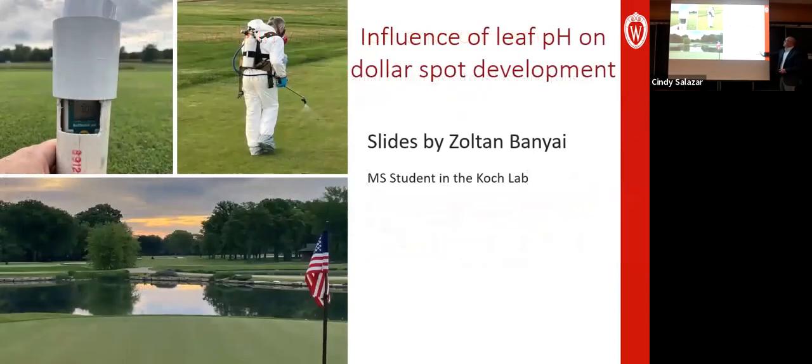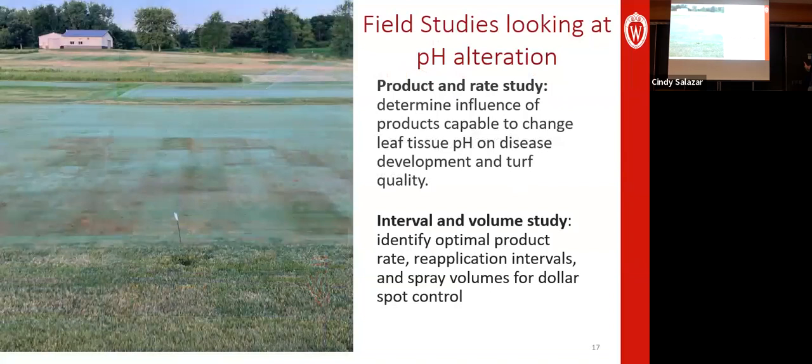So that is the project of Zoltan Banyai, and he's a master's student in my lab. He's going to be entering year number 2 this upcoming summer. Zoltan's project is looking at different products that increase the pH of the leaf, different high pH products. There are 2 different studies that Zoltan is doing. He's looking at different products that increase pH.